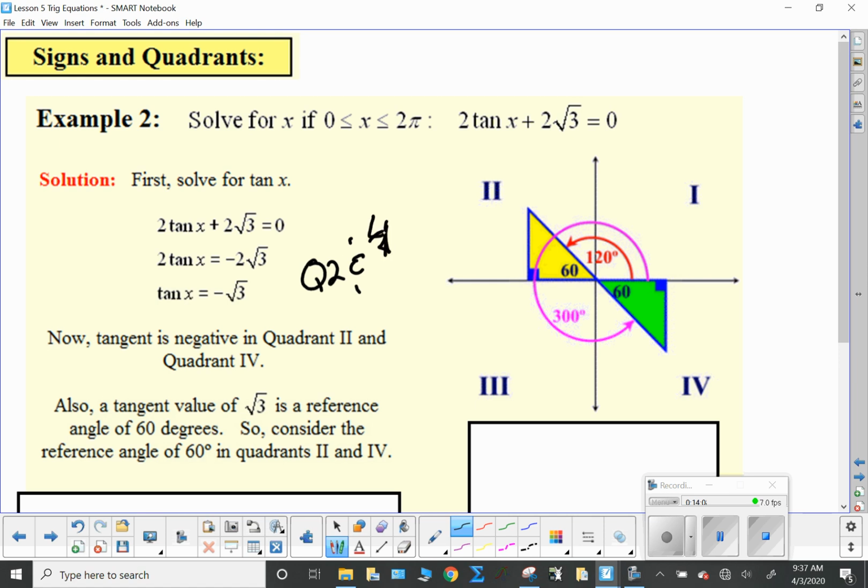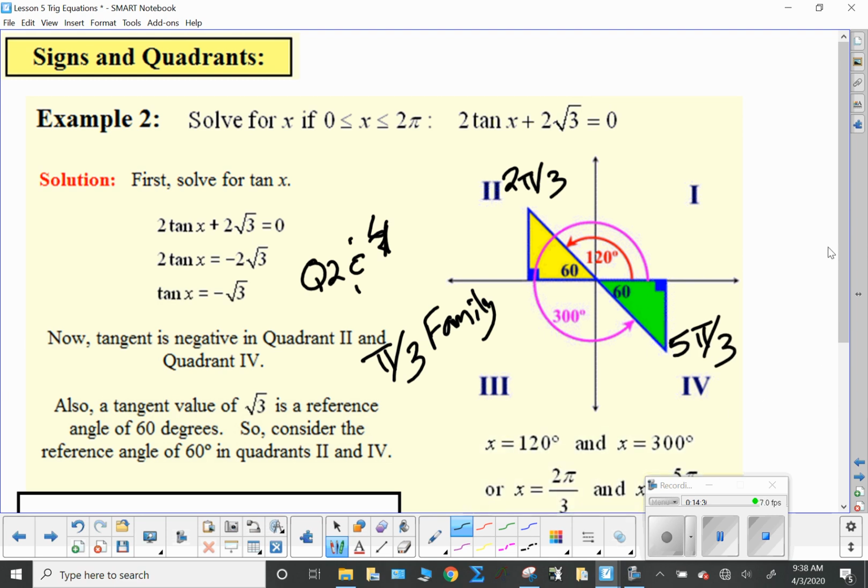You want to figure out which family is it? Well, the family happens to be the 60 degree or the pi over 3 family. So here it's going to be 2 pi over 3, and here it's going to be 5 pi over 3. And again, I've given you the answers in both degrees and radians just so you can see them both.